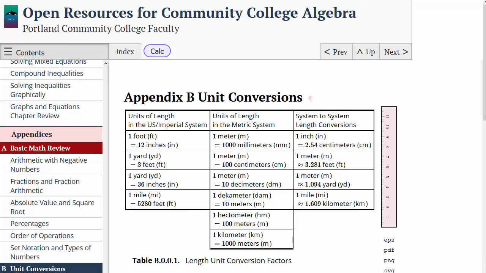There are many other references available on the internet, but this is the one that we'll use for these videos and for the equivalencies below.